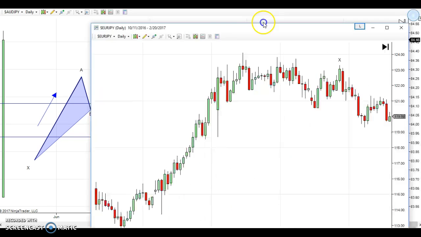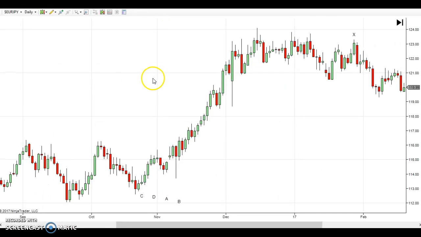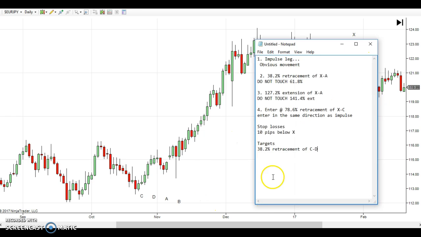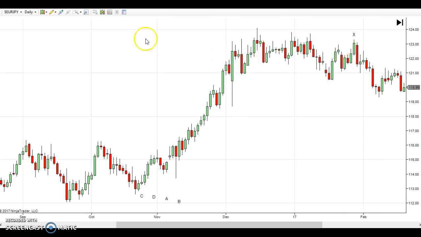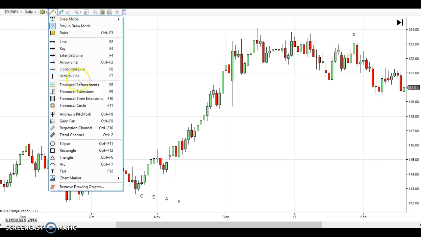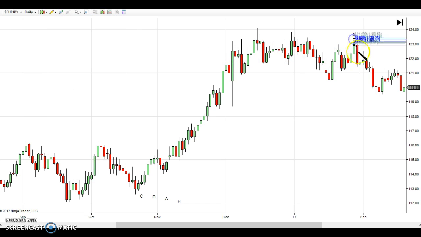Let me bring over the daily chart for the euro and the Japanese yen. Now here, at the very end of March, we've identified an impulse leg down. So what are we going to look for? A 38.2% retracement of X to A, but we don't want to touch the 61.8. So let's grab our Fibonacci retracement tool, go X down to the end of the impulse, and you see we touch the 382, but we don't touch the 61.8. So we have a valid X to A, we have a valid A to B.